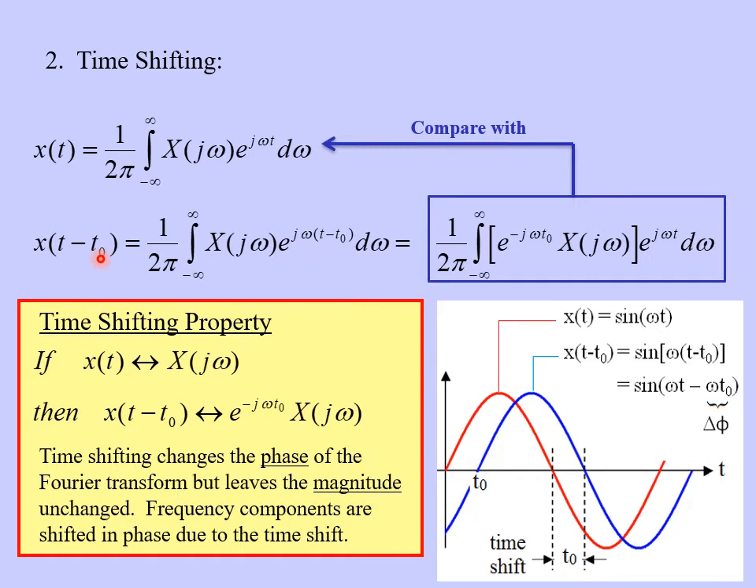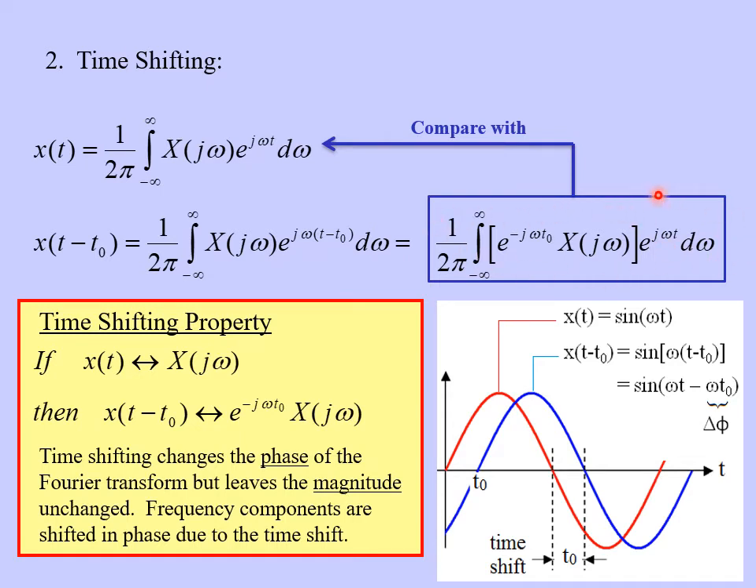So all we have to do is wherever we see a t over here, we replace it with t minus t naught. Now we can do a little trick here. We can take this j omega and distribute it inside the parentheses and break this exponential function into two exponentials, e to the minus j omega t naught multiplied by e to the j omega t. That's the same thing as this written together like this. I'm going to group this together and put brackets around it and leave the e to the j omega t d omega over here.